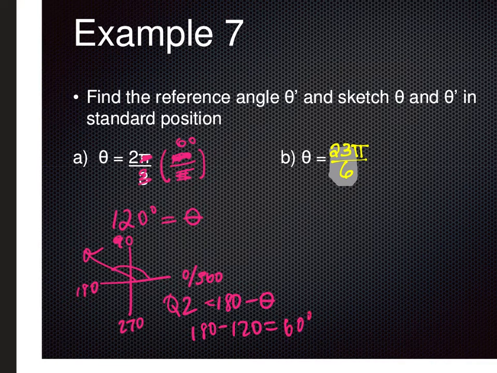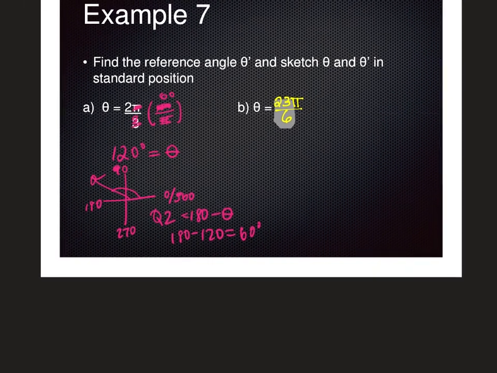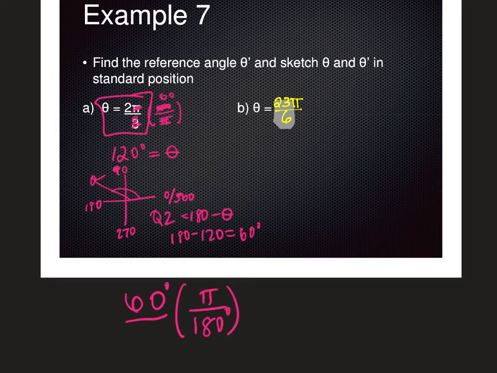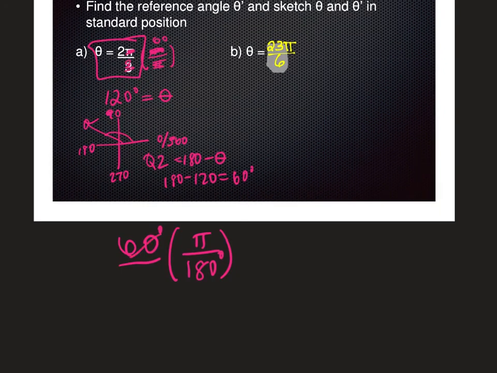60 degrees. Can I leave my answer like that for a test, or can I put that in WebAssign? What did I start off in? No, because you started in radians, so you have to end in radians. So just take a second to convert back. 60 goes into 180 how many times? 3. So your answer is pi over 3.